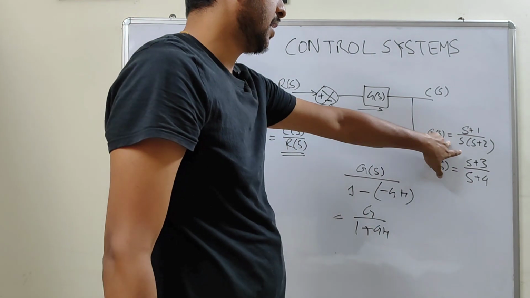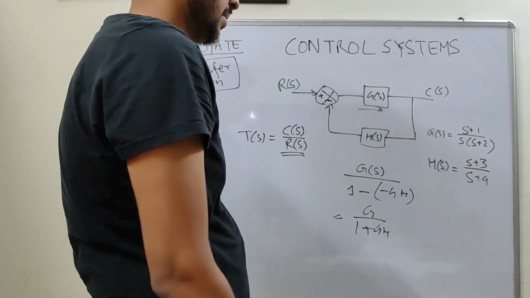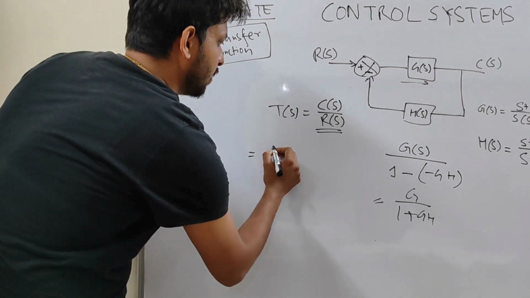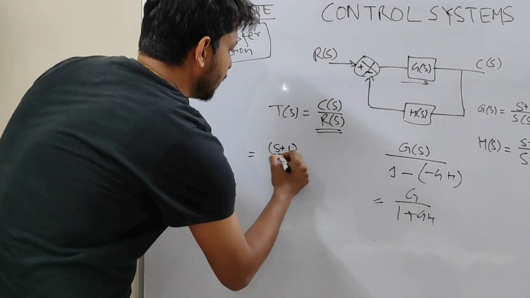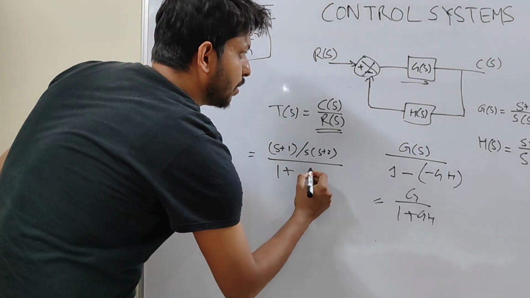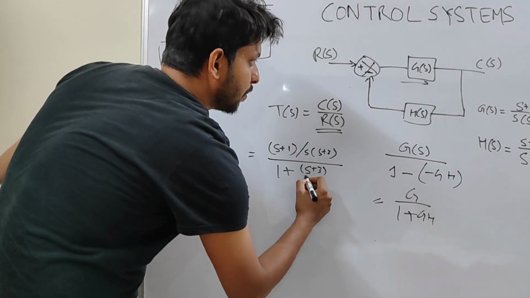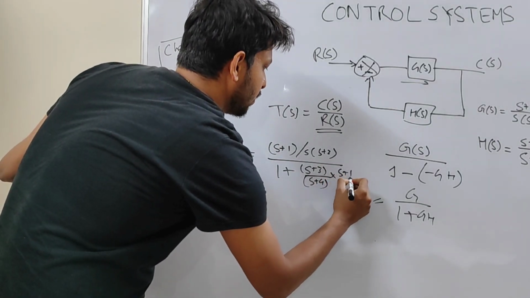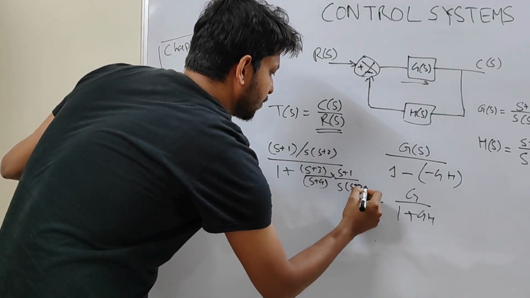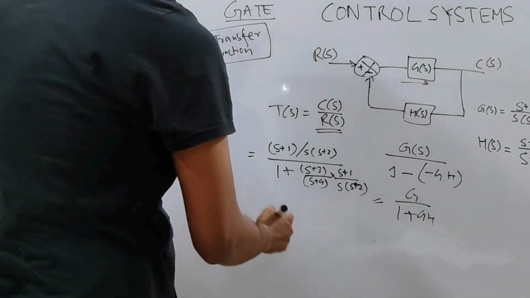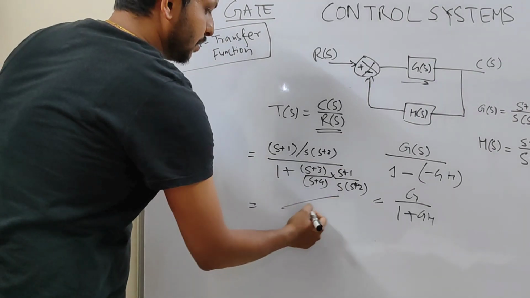Now you just plug it in here to get the answer, right? Which is (s plus 1) divided by s into (s plus 2), divided by 1 plus (s plus 3)(s plus 4) into (s plus 1) by s into (s plus 2). Right? Now all you need to do is simplify this to get the answer. So this is basically the answer, right?